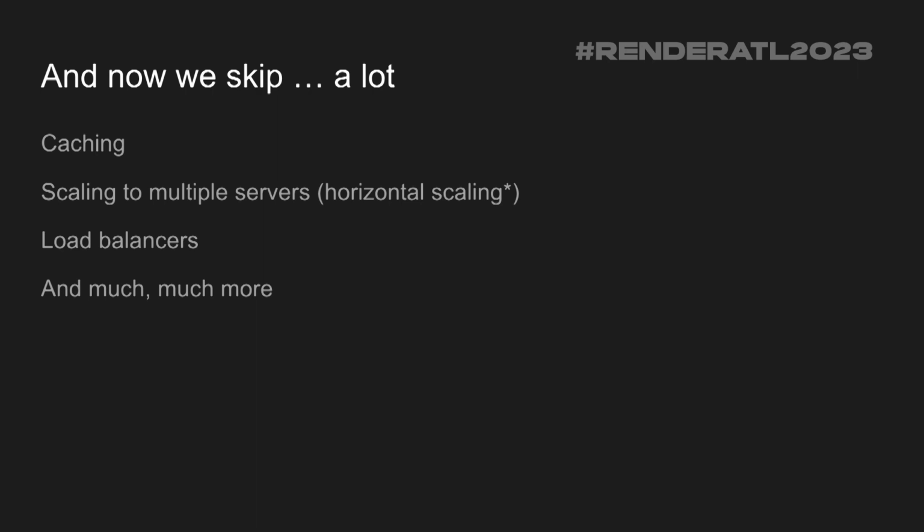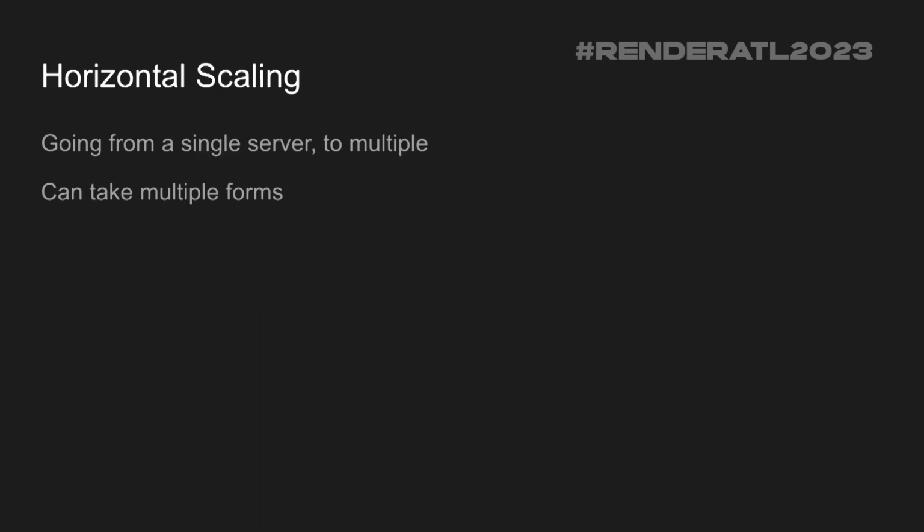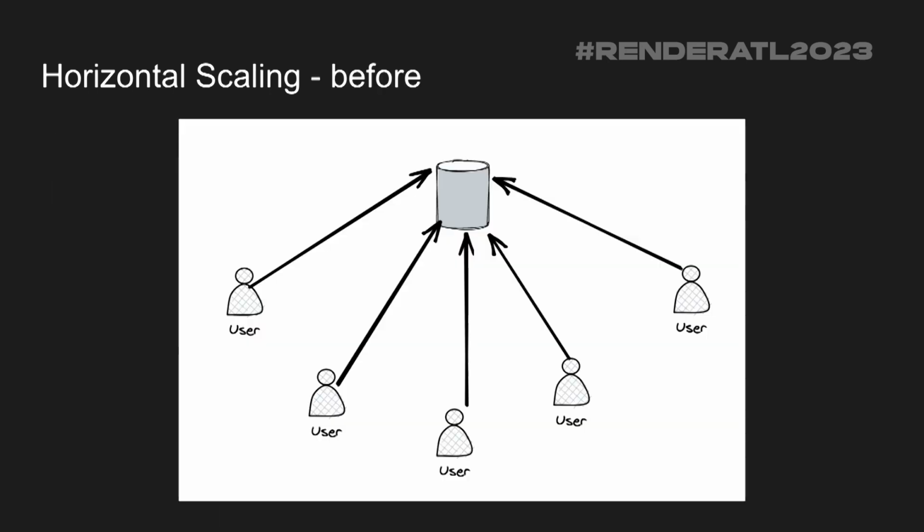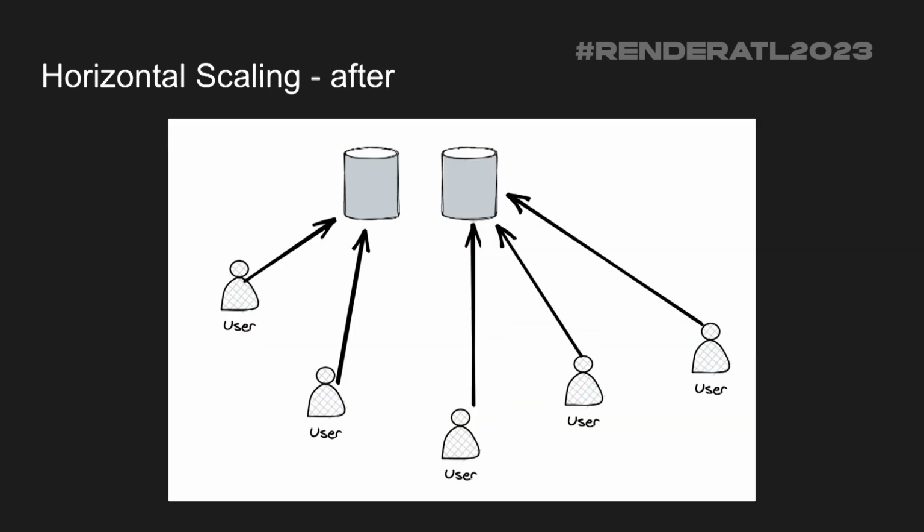I do want to briefly call out horizontal scaling. I just want to define it for you. It means going from one server to multiple to spread that load out because it's going to be pretty relevant for this talk. So horizontal scaling, this is the before, and this is what the after looks like. We have some mechanism to direct some users to one web server and some users to the other to spread that load out. And of course, it's not just two, it's two or more servers.